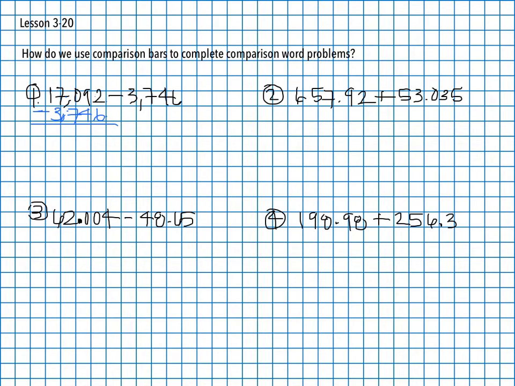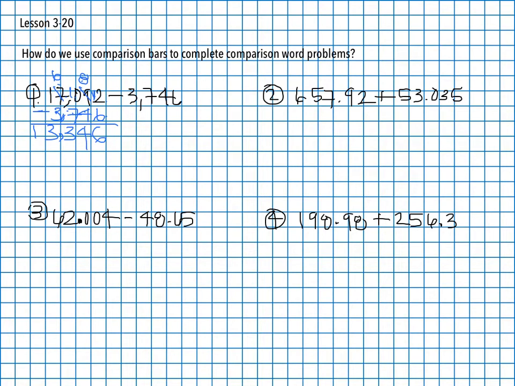We have 2 less 6 we can't do, so we're going to go to our neighbor, borrow some sugar. 9 becomes 8, and then this 2 becomes 12. 12 less 6 is 6. 8 less 4 is 4. 0 less 7 we can't do, so we go to our neighbor. 7 becomes 6, 0 becomes 10, and now 10 less 7 is 3. 6 less 3 is 3. 1 less nothing is 1. So our answer we should have gotten is 13,346. Again, 13,346.